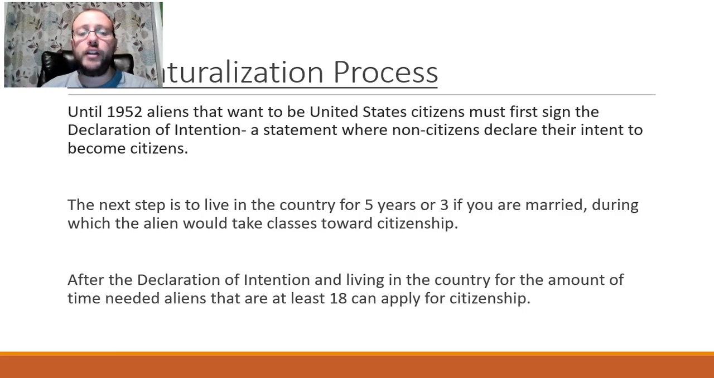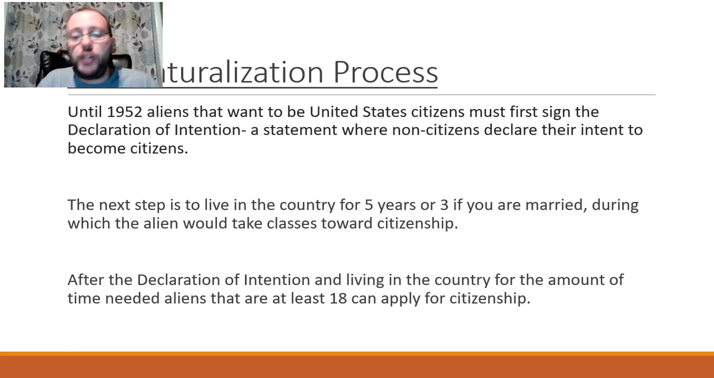After the declaration of intention and living in the country for the amount of time needed, aliens that are at least 18 years old can apply for citizenship. So, after they did the declaration of intention and they lived in the country for the amount of time they needed to, if they were at least 18 years old, they could apply for citizenship in that country. And so that's kind of how the process works. People under 18 don't really go through all this same stuff.